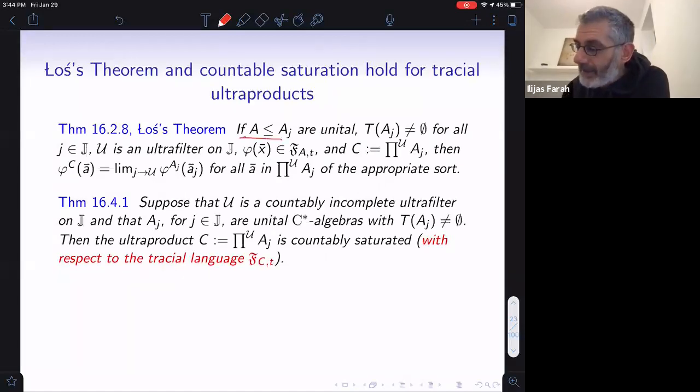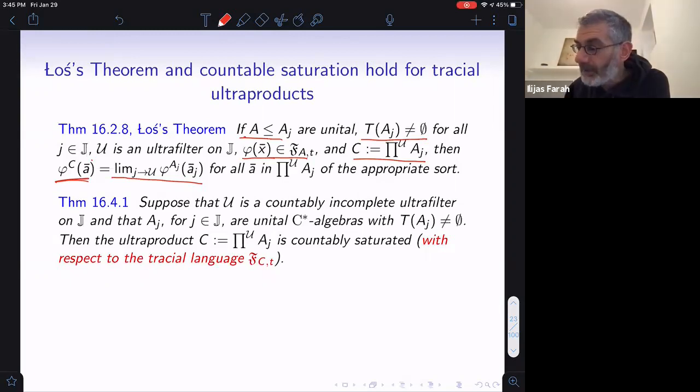So if A is a subalgebra of each A_j, they are all unital, the tracial simplex of each A_j is non-empty, U is an ultrafilter, phi is a tracial formula over A, and C is the tracial ultraproduct, then the value of phi in the ultraproduct is just the limit along the ultrafilter of the values in the factors of the ultraproduct, for any a bar of the appropriate sort. The proof is identical, just induction on the complexity of phi. So I'm not going over it once again.